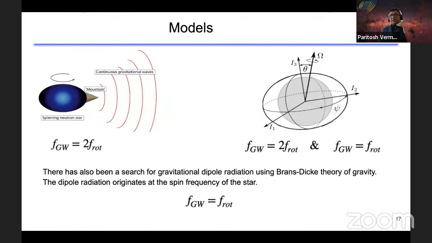Now we have implemented the third model, which is based on a new theory of gravity, the Brans-Dicke theory of gravity. Here the dominant radiation comes from the dipole radiation, and it is emitted at once the spin frequency of the pulsar. Next slide, please.